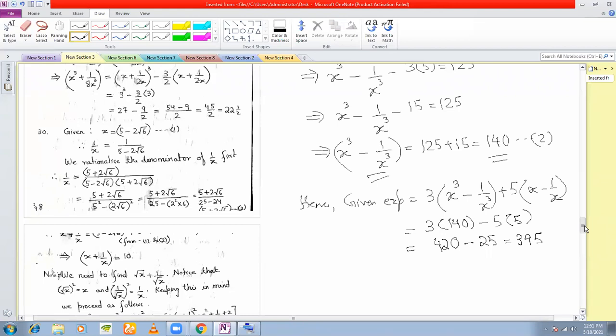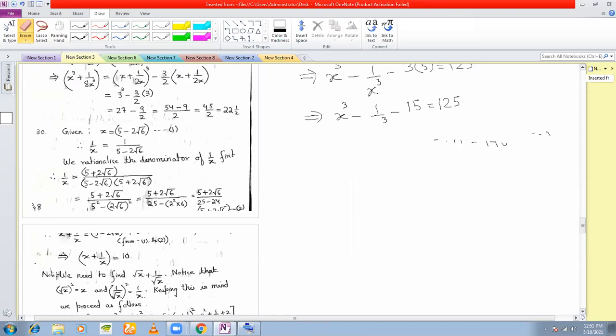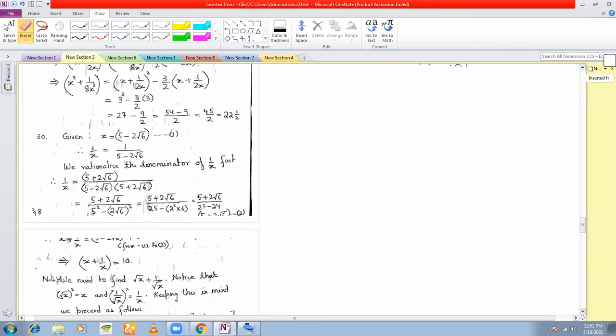Move on to the next one, number 26. Number 26 is also very similar to this one, where if you see that the power 2 is given here, number 26. We'll see the question.